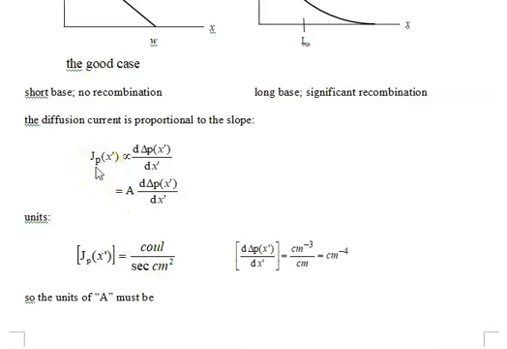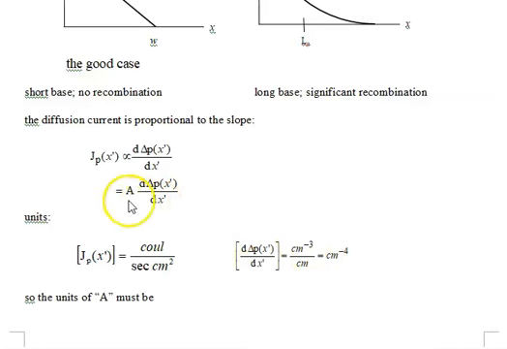I should have said current density. It's current in amperes per square centimeter, and the area here is the cross-sectional area. So the units on the left side are coulombs per second per square centimeter. The units on the right side, well, the denominator is numbers per cubic centimeter, so the units are centimeters to the minus 3. The numerator is just centimeters, so the total units on the right side are centimeters to the -4th.